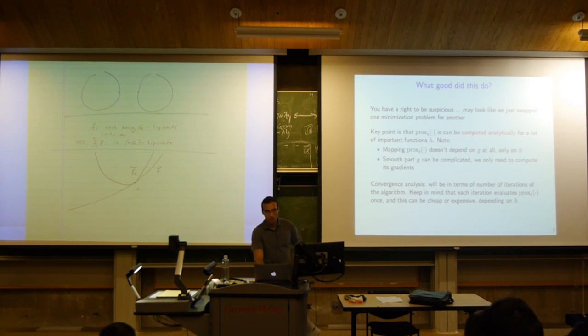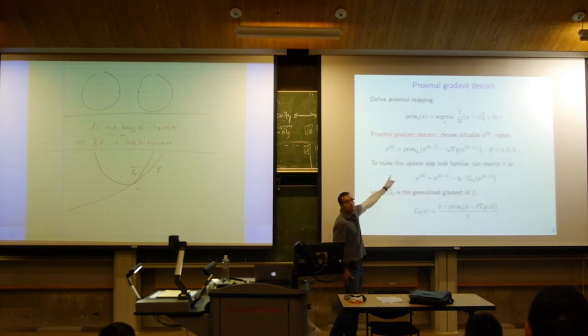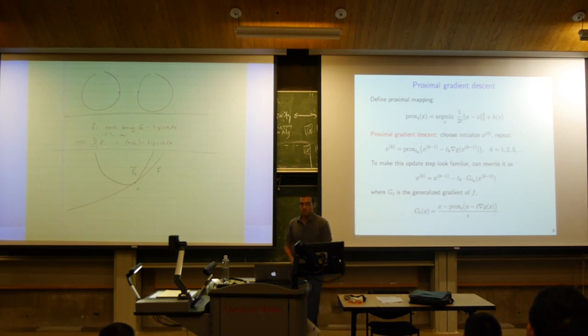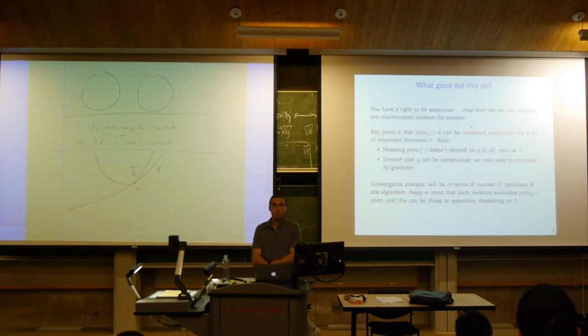And the convergence analysis that we're going to be describing, and that you'll prove in the homework, is going to be in terms of the number of iterations of this algorithm. But keep in mind that each step actually evaluates the prox. Right? Each step is essentially a full solve of this inner minimization problem. And that can be expensive or that can be cheap. It really just depends on the problem.